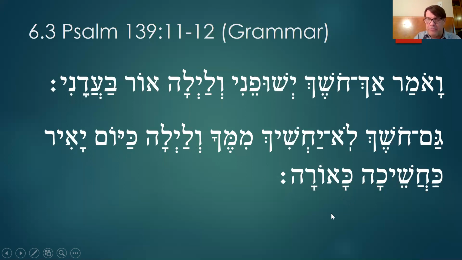That's a little rough. Let me see if we can figure out how to do that a little bit better. Okay, I think I've got it. So it's something like the causing to be dark is like the causing to be light. It's basically saying that making something dark is just like making something light to God. It doesn't make any difference. They're both the same. I think we'd probably do better in English if we just took this kaf off and didn't translate it and just said, the making to be dark is like making it to be light, something like that.